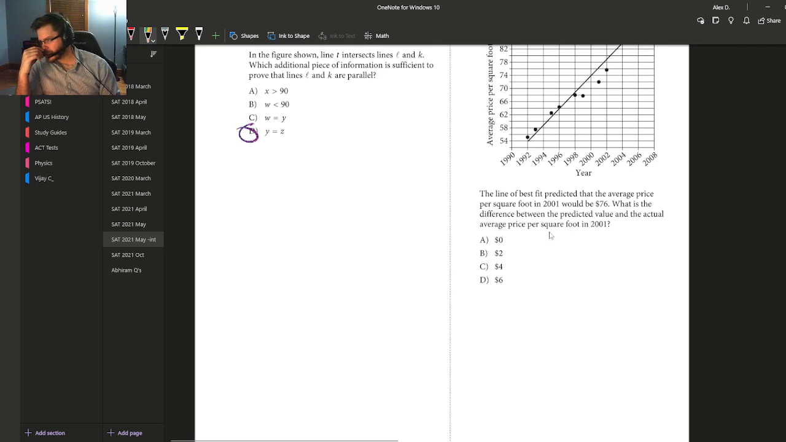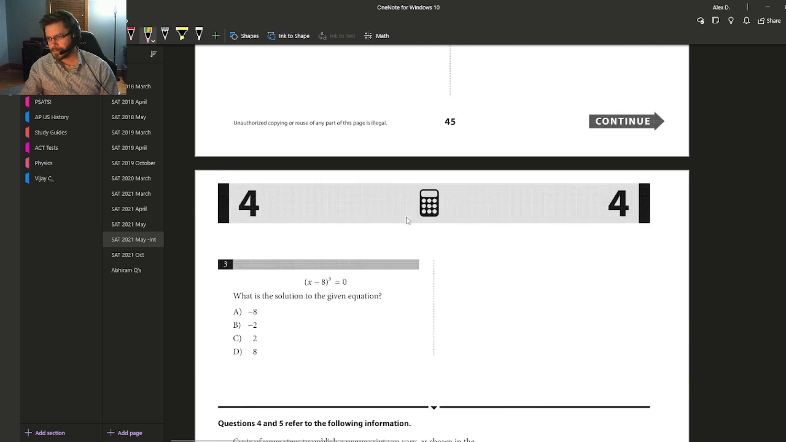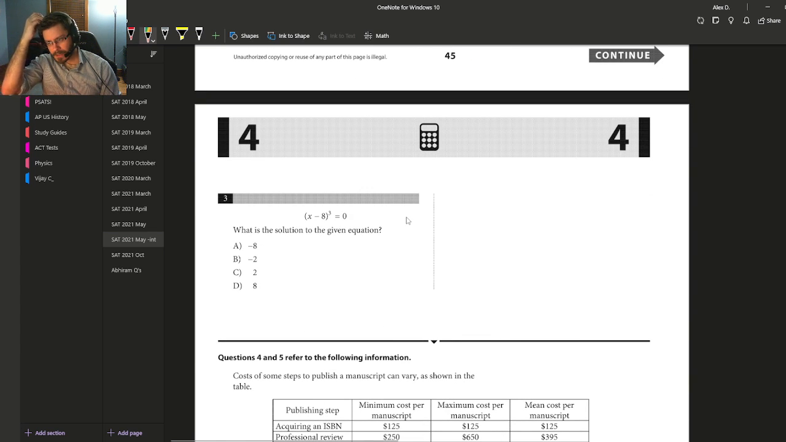What is the difference between the predicted? Predicted is on the line of best fit, and the actual is the data point in 2001. That is this dot here, and this point here, so that was on 72. That is on 76, so that is a difference of 4.